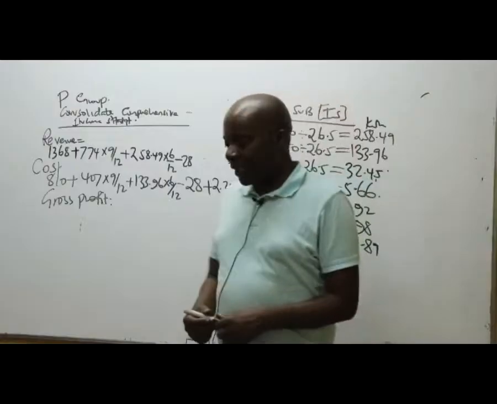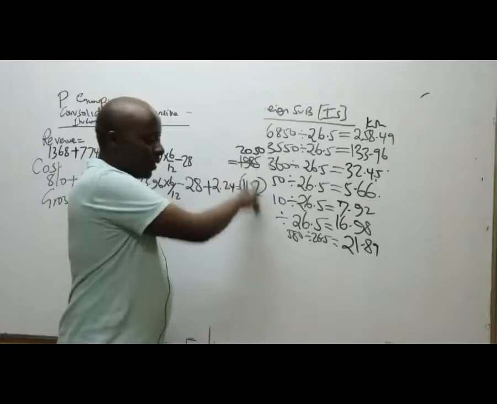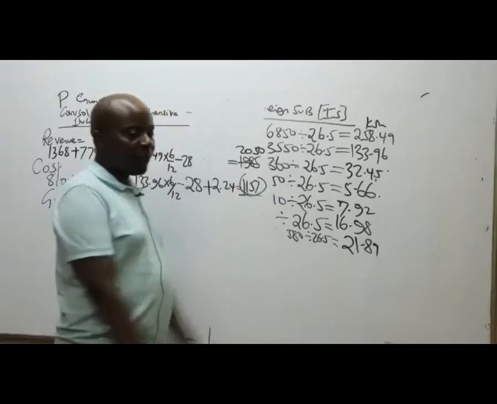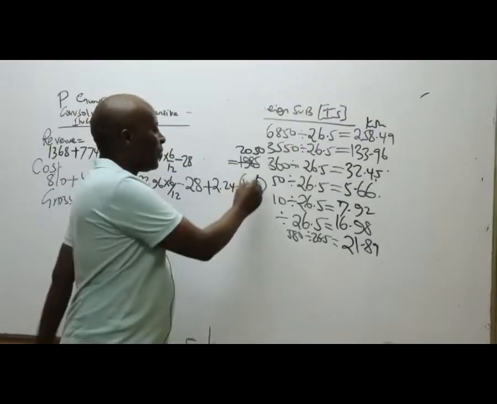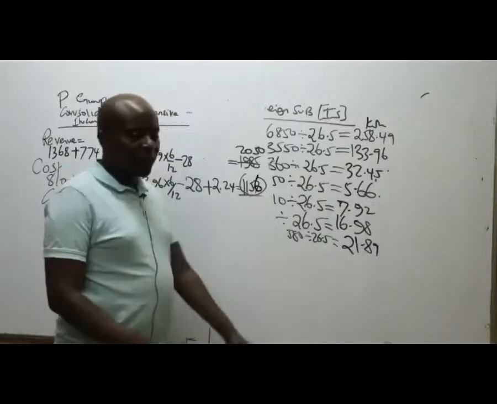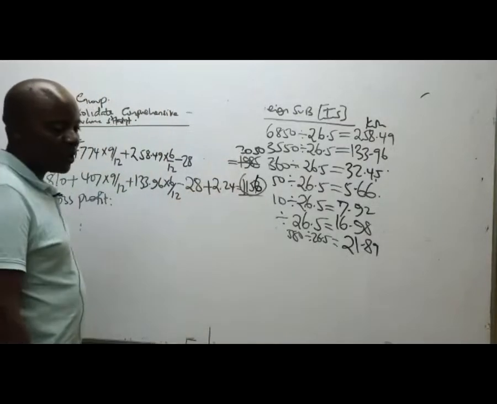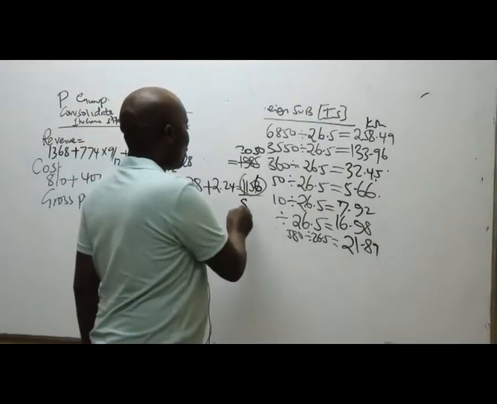1156. They're saying that even this 1157 is not okay, let me use 1156. Is there someone else who is getting 1156? Thank you very much. Now go ahead and subtract. You take this minus this. Gross profit is 894. Thank you very much.